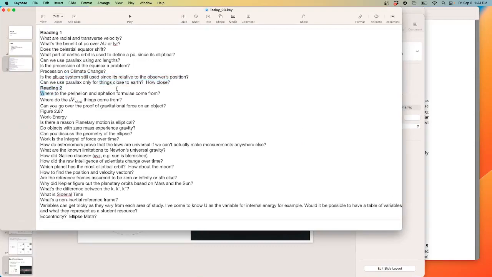Okay, where do the perihelion and aphelion formula come from? Hopefully I will show you. The DF shell business, I'm going to do that derivation. A couple of you asked about that, so I'm going to do that. Figure 2.8, that's the same question. Work energy, I'll do that too.